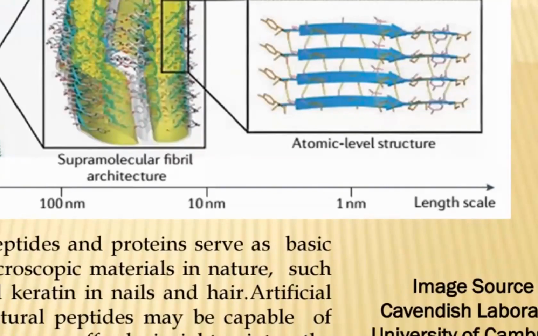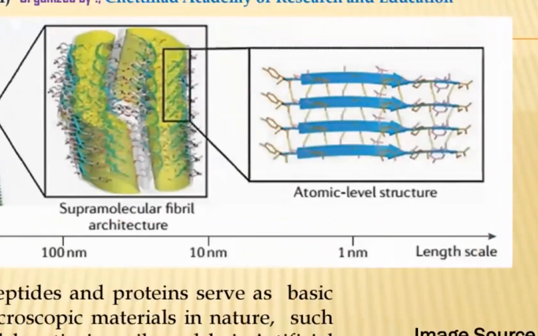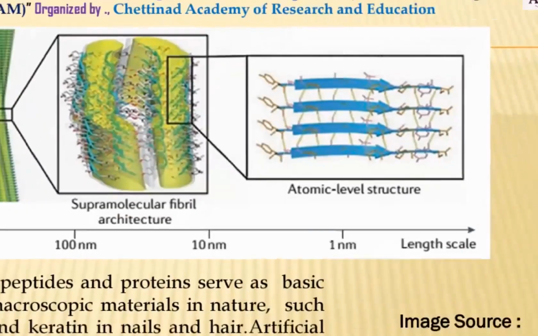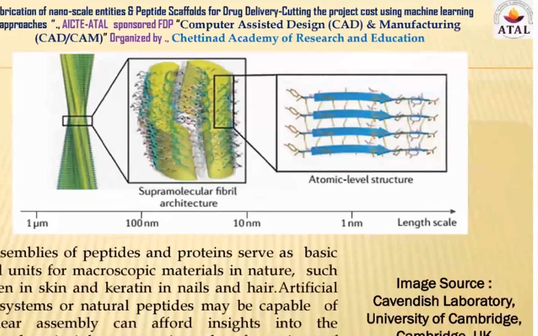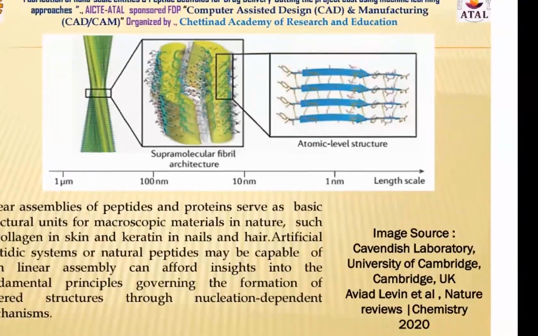So here if you see, there is a particular pattern in the peptides. At the atomic level structure, there are parallel beta sheets. So what does it mean? It means that in order to make a successful scaffold from the peptide itself, there should be some kind of regularity in the structure. Secondary and tertiary motifs should be there, and subsequently there is a possibility that you end up with a successful scaffold. So this is one point. The image is from the Cavendish Lab, University of Cambridge. This is a very important point.